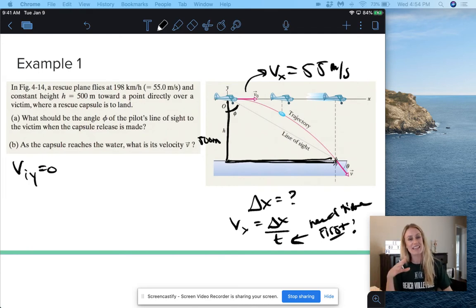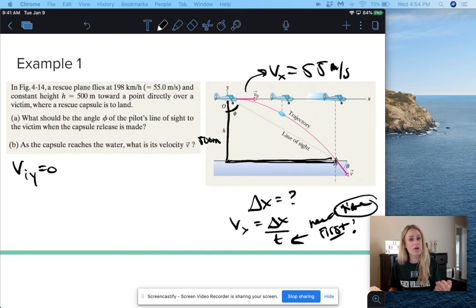Now, you'll see that in a lot of these problems, we will be given information for one direction, either the x direction or the y direction, and then what we need to do is find time from that information in order to solve what we actually want to solve for. So you'll see that a lot of the time we need to find time.